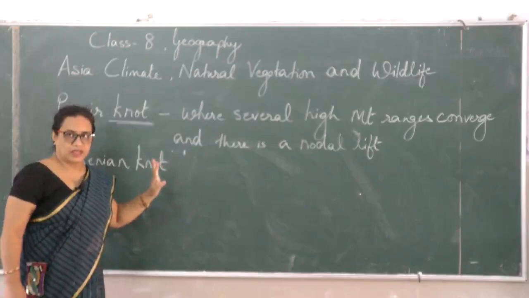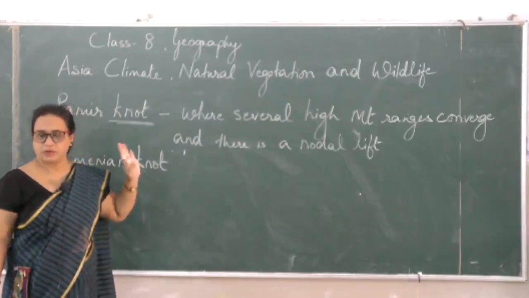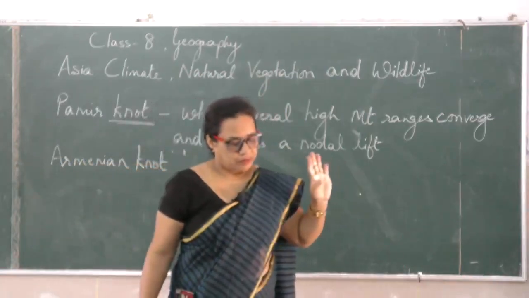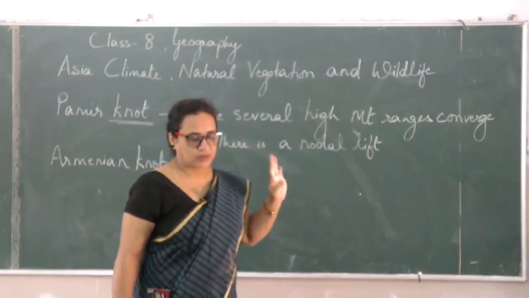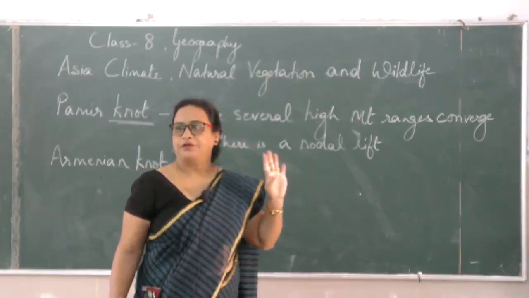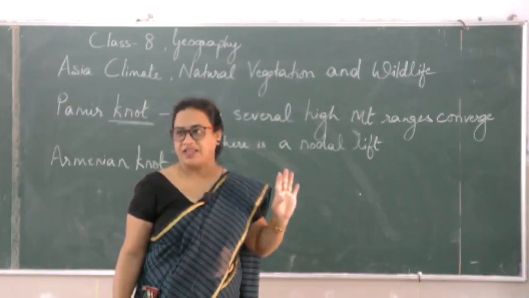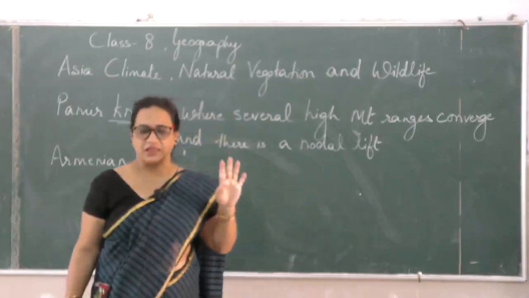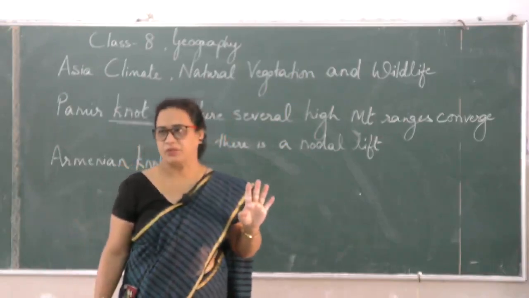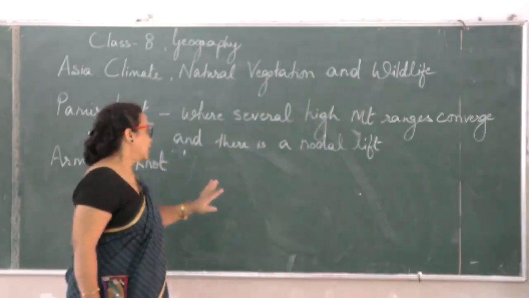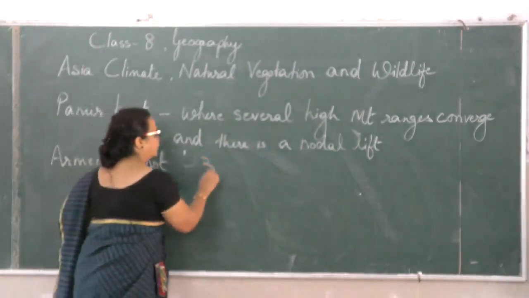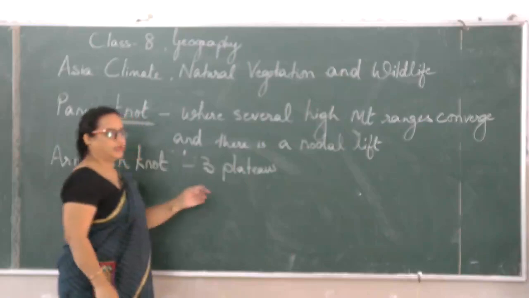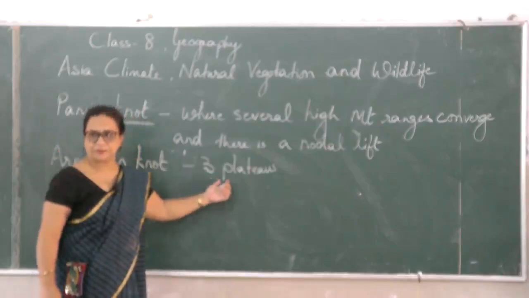Okay. And the third difference, this is not there in the textbook, note this down. Write it down. The third difference, Pamir knot is formed by 5 mountain ranges, 5 important ones, 5 mountain ranges meeting at a point. Note it down because it is not there in the book. And Armenian knot is formed by 3 plateaus. Plateaus are also highlands, okay? 3 plateaus meeting at a point.